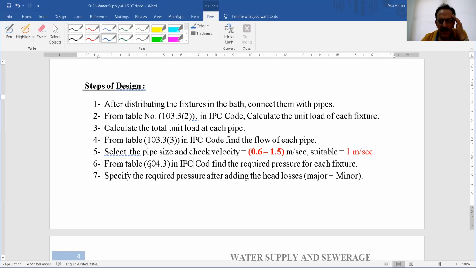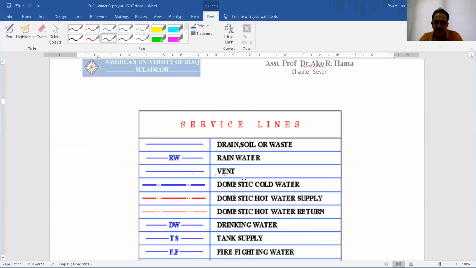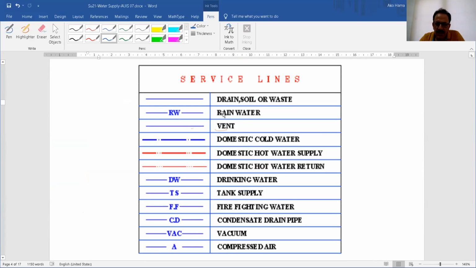After that, we go to the last table and, for that flow, calculate the pressure drop and then see what the residual will be at each unit. Some symbols are used for the AutoCAD drawing when you are using it.